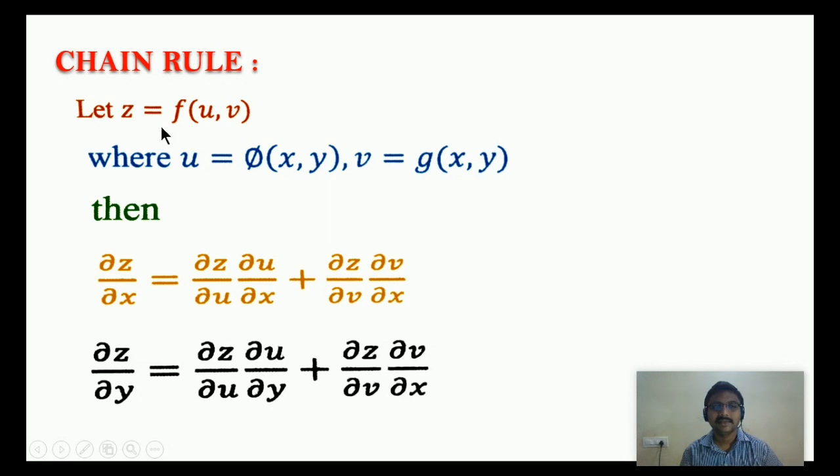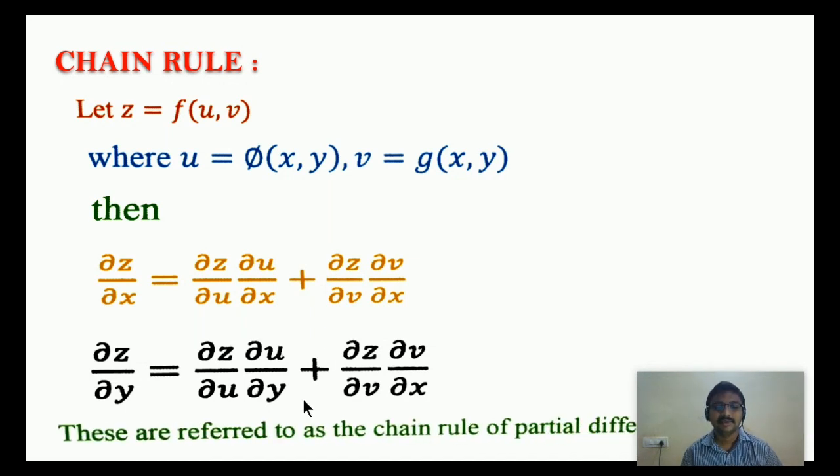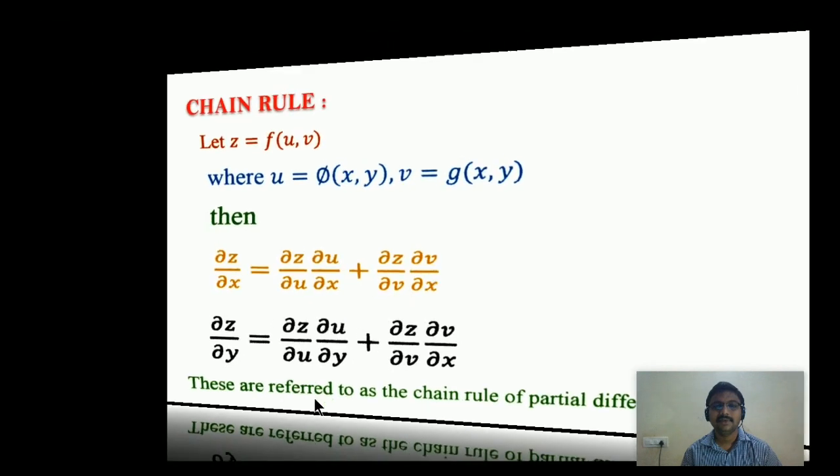So here z is a function of u, v, and u, v are in terms of x, y. Substituting these values, z ultimately becomes a function of x, y. z is a composite function. So these two equations are known as the chain rule for partial differentiation.